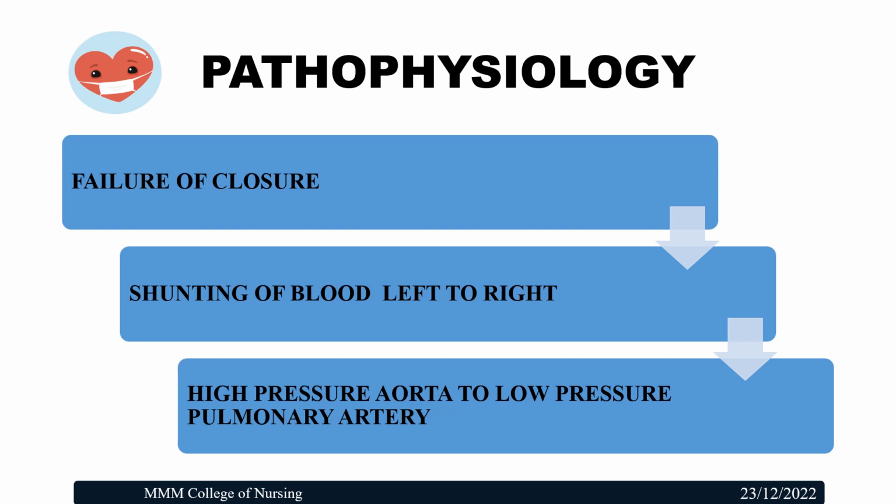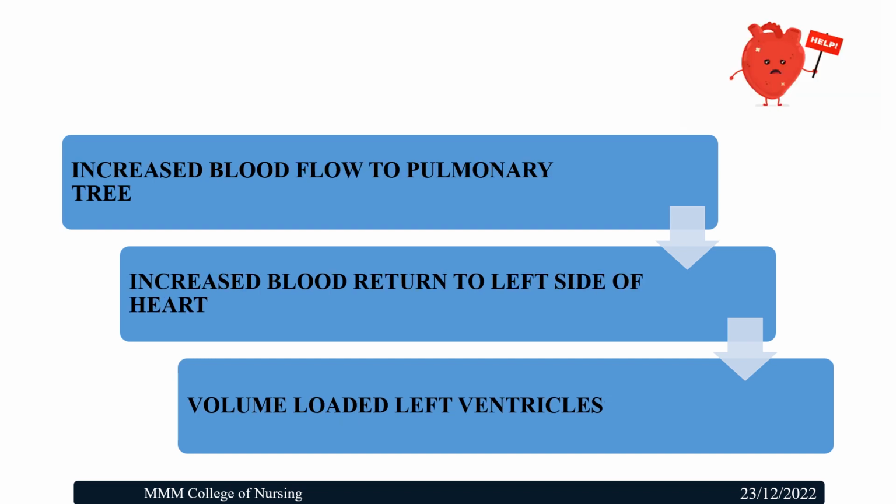Coming to the pathophysiology, because of the failure of closure of ductus arteriosus, there will be a shunting of blood from left to right. So high pressure aorta to the low pressure pulmonary artery. The shunting of blood from the aorta to the low pressure pulmonary artery increases blood flow to the pulmonary tree. So there is increased blood return to the left side of the heart.